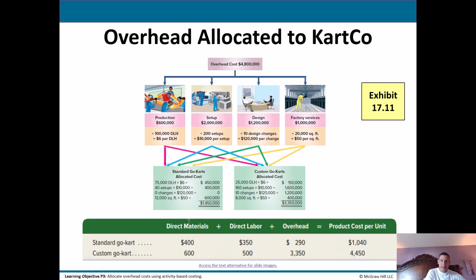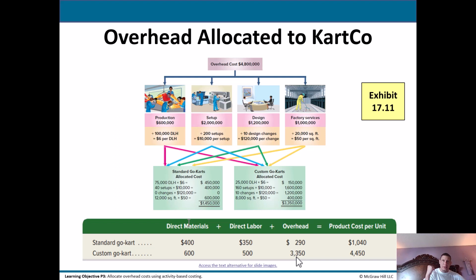So now they're just plugging in. This is what we just talked about; they're just presenting it in a different way. Go over this if it helps you. But pay attention down at the very bottom, right? We've got the three things: materials, labor, overhead. What we're really looking at is the overhead: 290 for standard versus 3,350 for custom. So you can see how different this method can be, right?